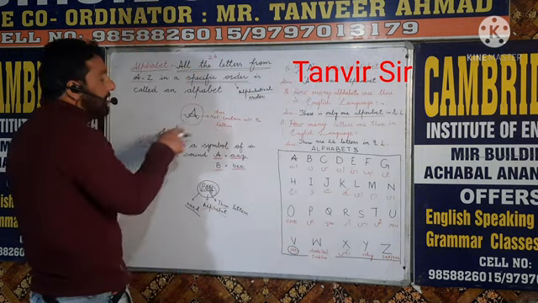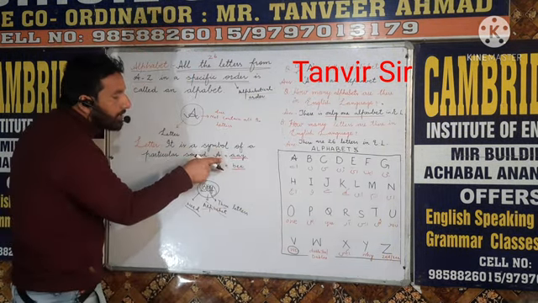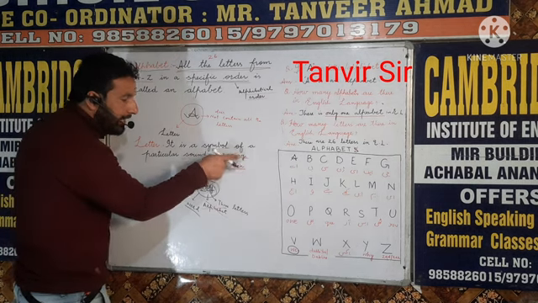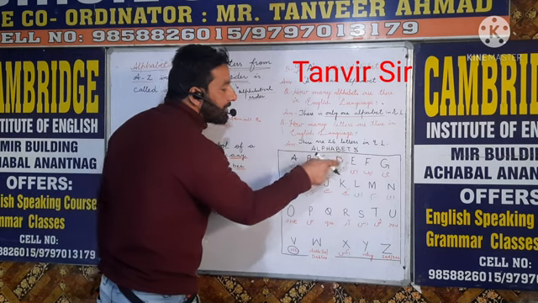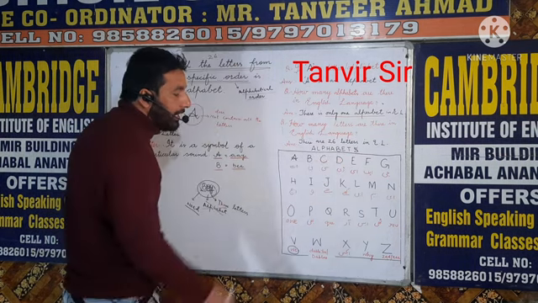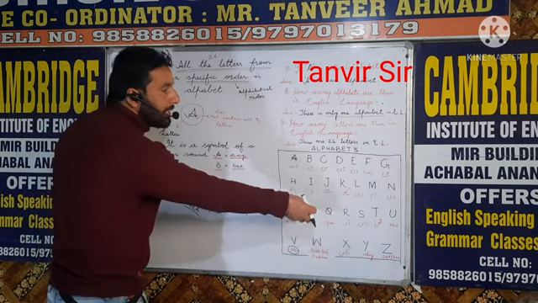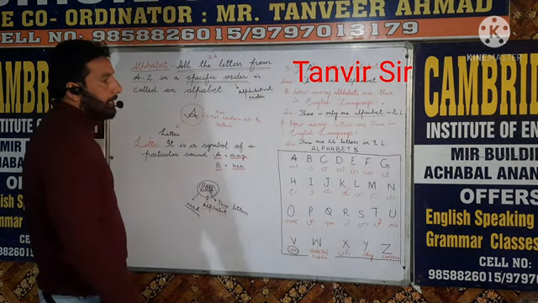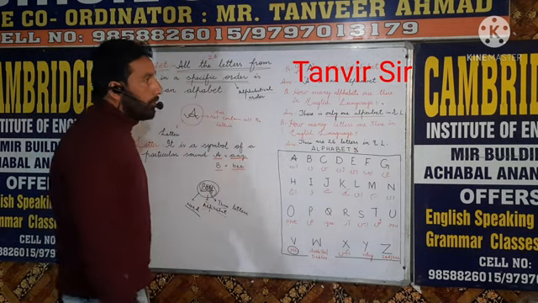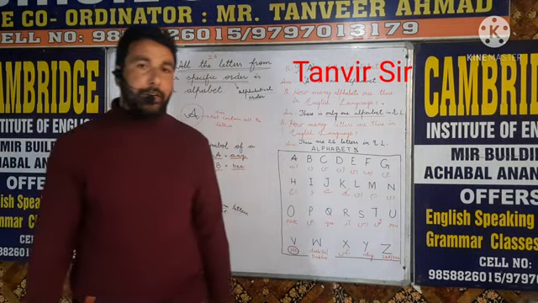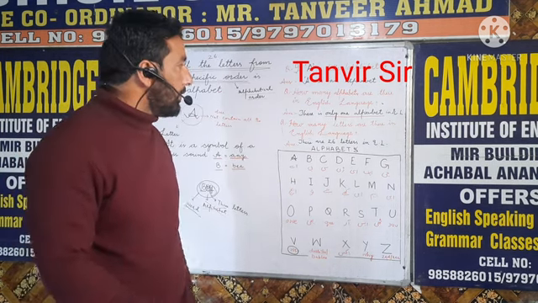A letter is a symbol of a particular sound. So this is a symbol of sound A. This is a symbol of sound B. This is a symbol of sound C. This is a symbol of sound D. In the similar way, all these are symbols of particular sounds, as earlier I have told you. So hope you would have understood it. Hope your confusion may have gone away.